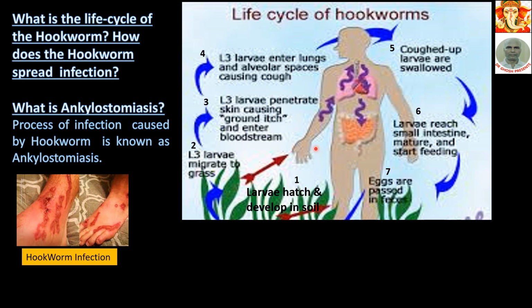Mind this: the technique or mode of hookworm infection is different from those two earlier. Ankylostomiasis is the process. This process is called ankylostomiasis. This is the process of hookworm spread, infection, and their life cycle. The hookworm infection technique is completely different from that of the earlier two.